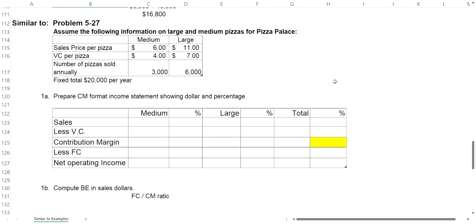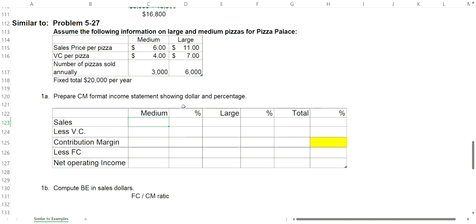In this video, similar to problem 527, we're going to look at break even when you're selling more than one product. Let's assume that we sell two different sizes of pizzas, medium and large. The sales price per pizza for medium and large is given. The variable cost per pizza, that will include ingredients like pepperoni, dough, is given. The number of pizzas we typically sell, and then the fixed cost for both medium and large pizzas together is $20,000 per year.